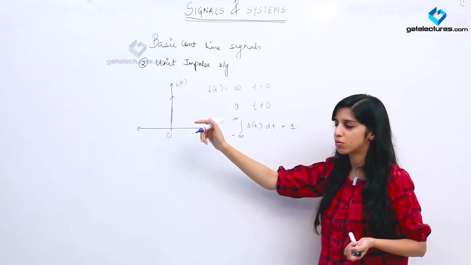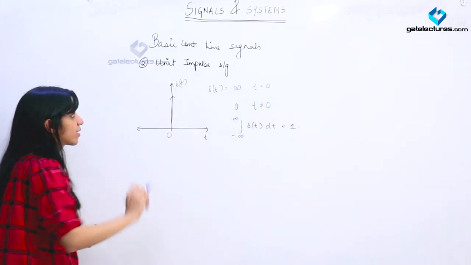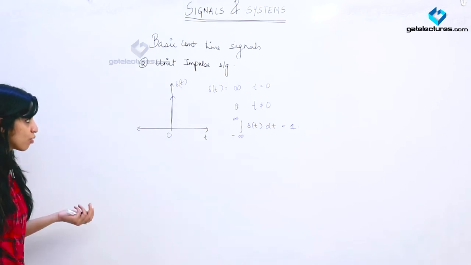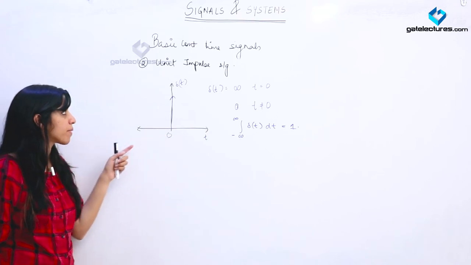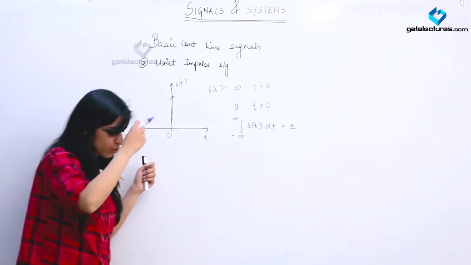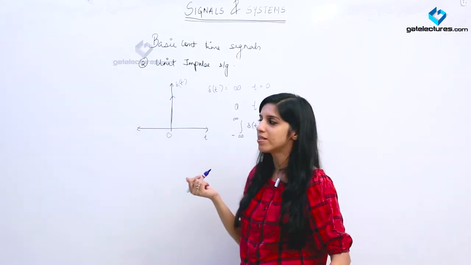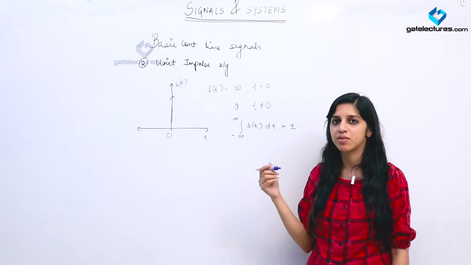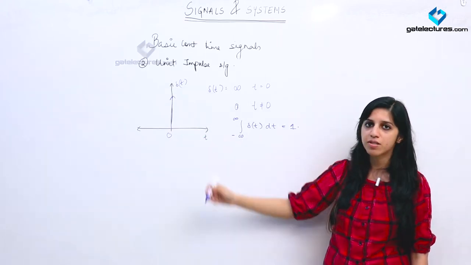So we also name it as a general function or Dirac impulse function. We use this unit impulse function for the purpose of sampling. Whenever we convert a continuous time signal into a discrete time sequence, we multiply the continuous time signal with the impulse train. We are using this signal for sampling.